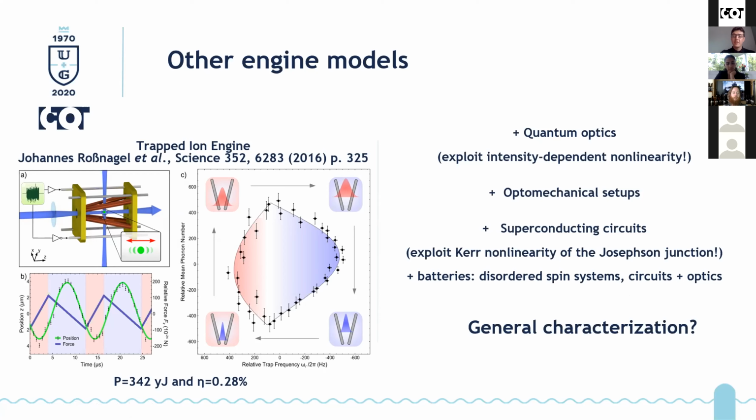So these are just examples, and there's a need for a general description that would put some bounds on the performance of the machines, that would tell us what is the role of correlations, for example, between battery and the working body. What are the bounds on power? What is actually the role of dimensionality of the working body, if we increase it from 2 to 4, how much better the performance would be.